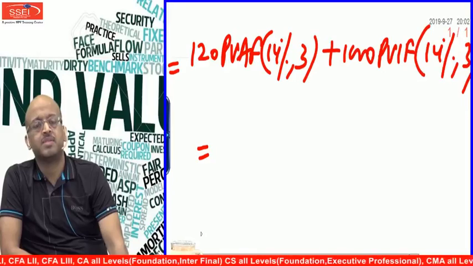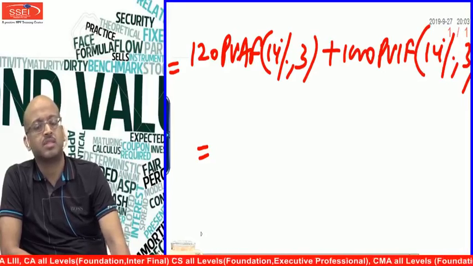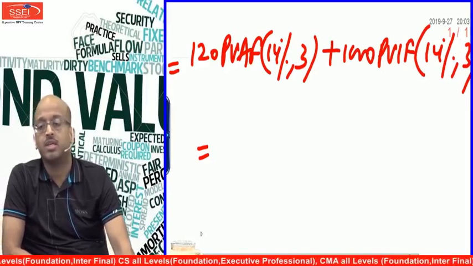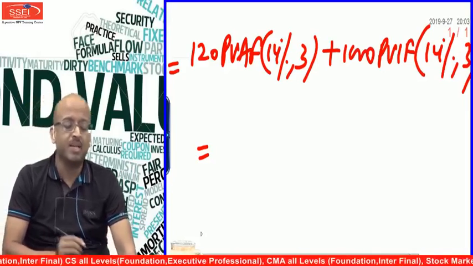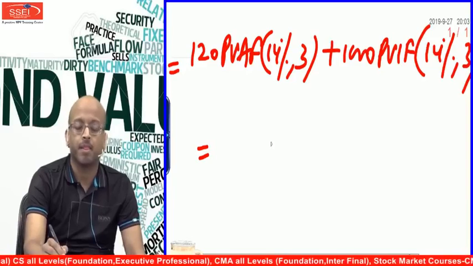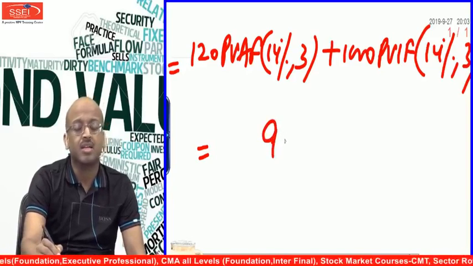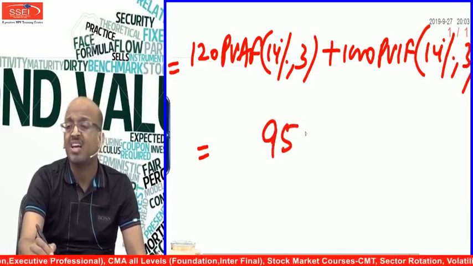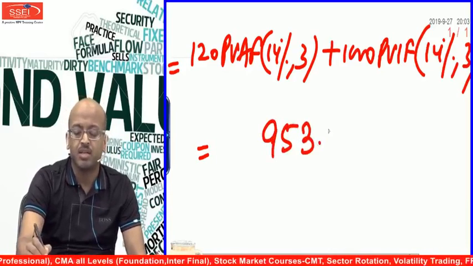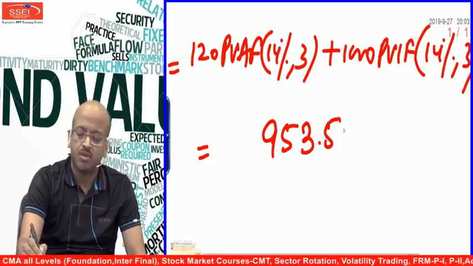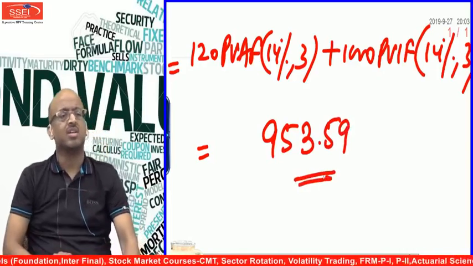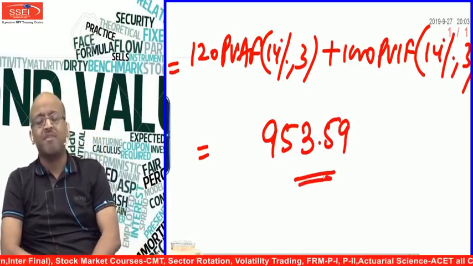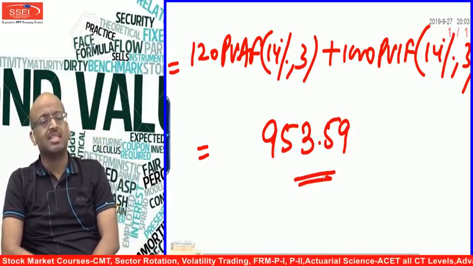Yes, please. 953 point, okay, 57 or 59, whatever. Some difference will happen. 953.59, the selling price.